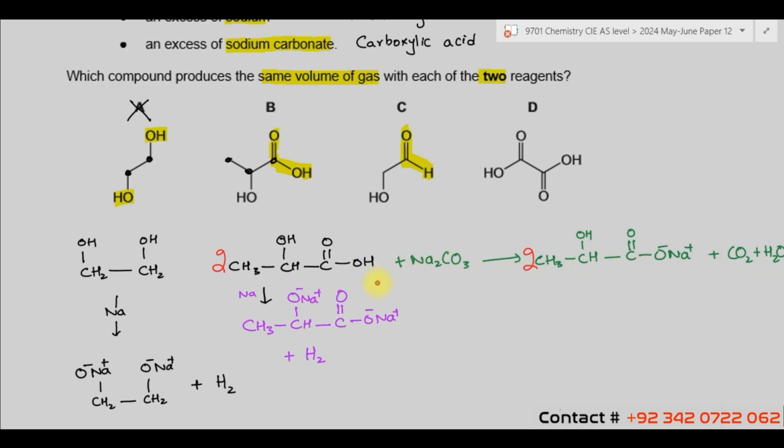So everything is balanced. Now we can see that CO2 is gas, H2O is liquid. So 2 moles of carboxylic acid will form 1 mole of CO2. So if we take 1 mole of carboxylic acid as we did in this part, 1 mole will form half moles of CO2. In this case it formed 1 mole of hydrogen, but in this case it is forming 0.5 moles of gas. So both are not same. B is also wrong.